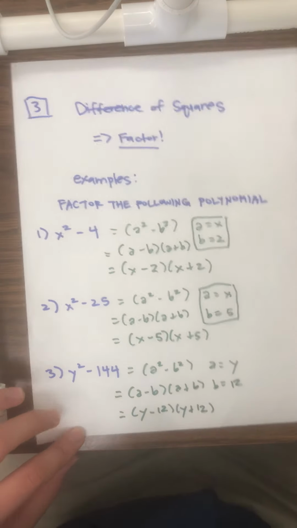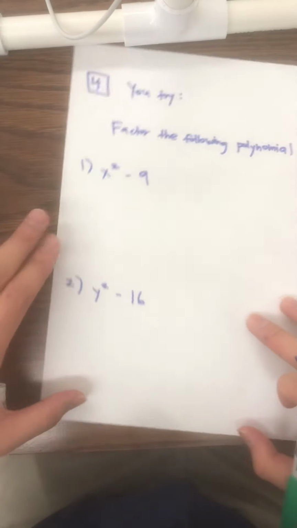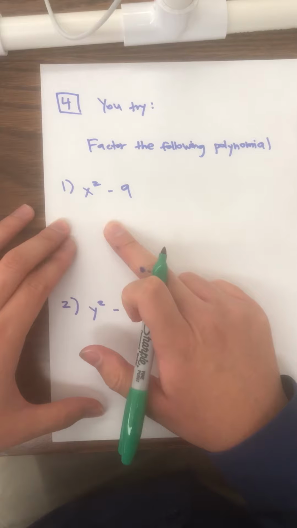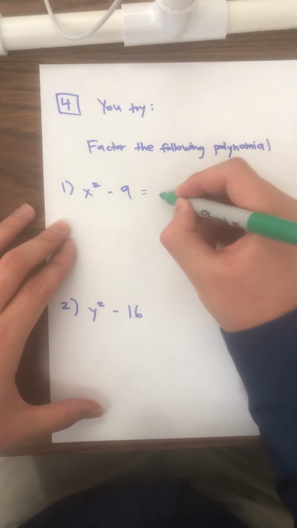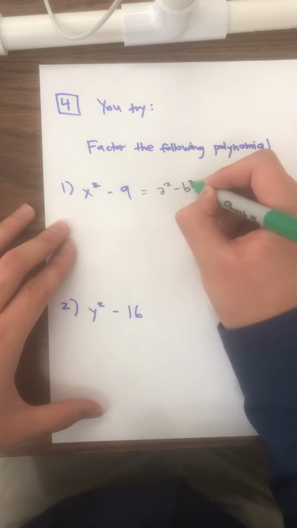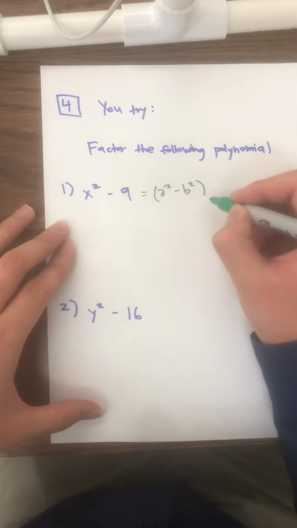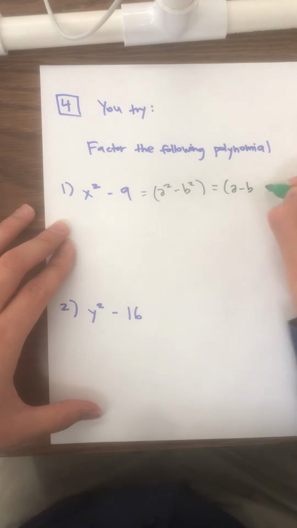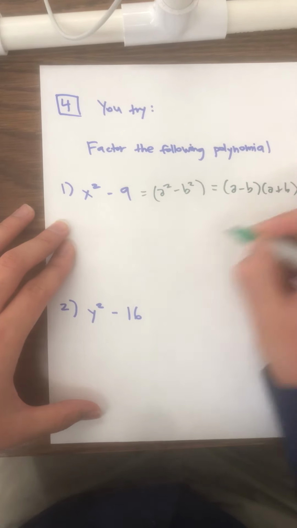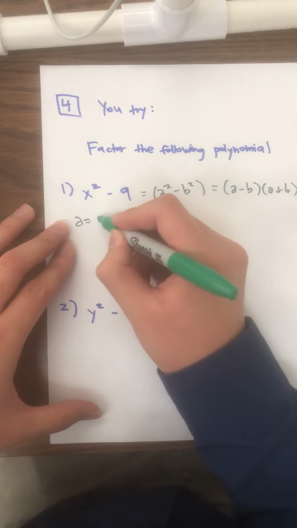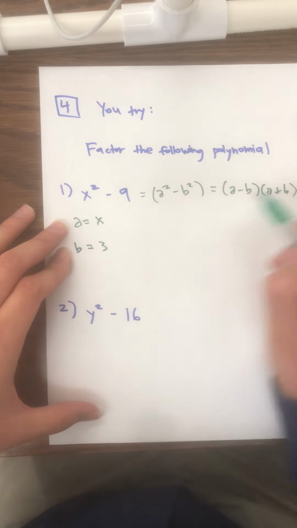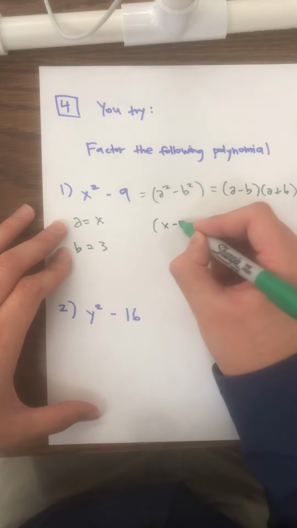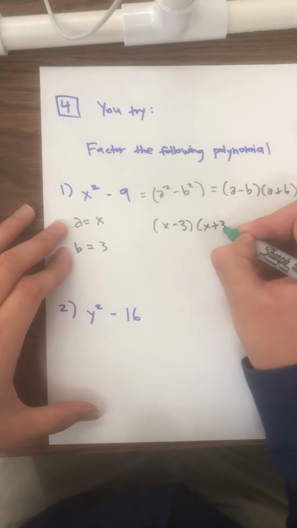Now I want you to try. I want you to factor the following polynomial, x squared minus 9. This is in the form a squared minus b squared, right? So we know everything in this form is equal to a minus b times a plus b. What's our a? That's x. What's our b? 3. So let's just plug in everything we know into here. So we'll get x minus 3 times x plus 3.